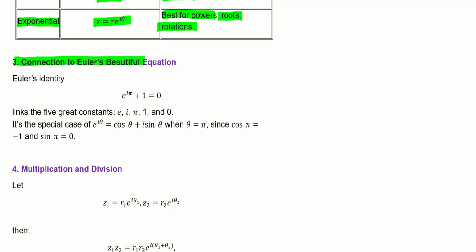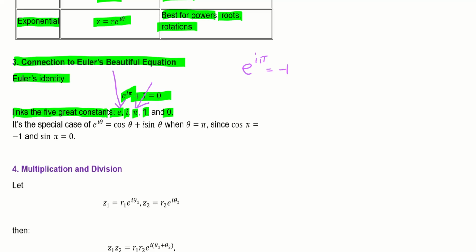Connection to Euler's beautiful equation. Euler's identity, e to the i pi plus 1 equals 0, or sometimes expressed as e to the i pi equals negative 1, links the five great constants: e, i, pi, 1, and 0. Should note that pi is the most used constant in all of mathematics. e is the second most used. Both of these are irrational numbers. They have infinite decimal expansions with no recurrence.